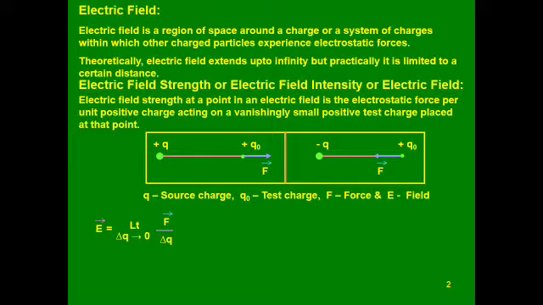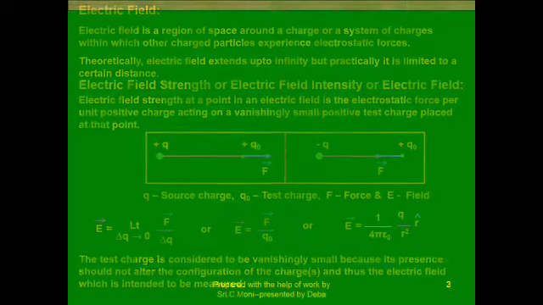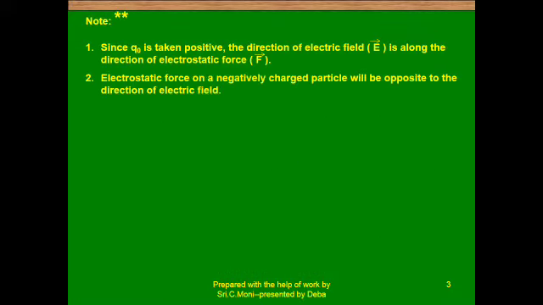The electric field intensity is given as F by delta Q, where the delta Q is limited to a very small value. Or simply you can write E is equal to F by Q naught. Here the Q naught has to be always put with its proper sign for any numerical. The test charge is considered to be vanishingly small because its presence should not alter the configuration of the electric field. Electric field is always along the direction of the electrostatic force.